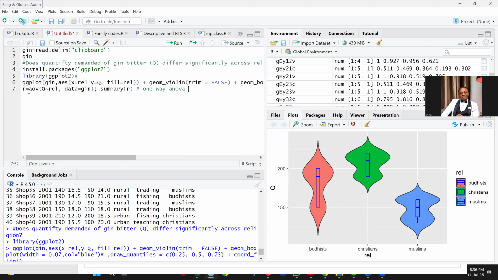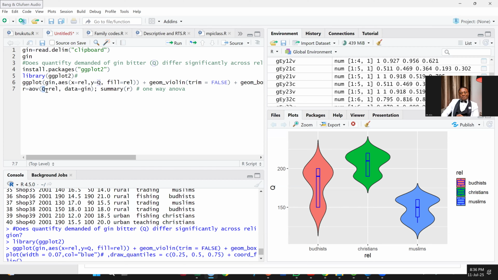So you write this command. You write R. R here is simply talking about results. You can even use your name. Okay. So you write R, and then you write AOV. AOV is simply ANOVA, a short form for ANOVA. And then we have typed Q.